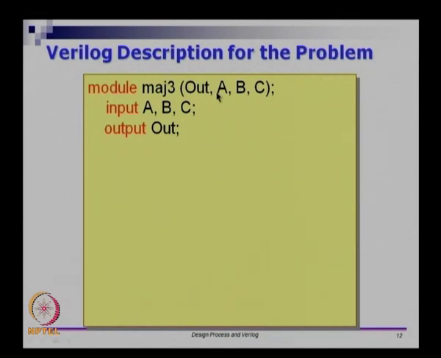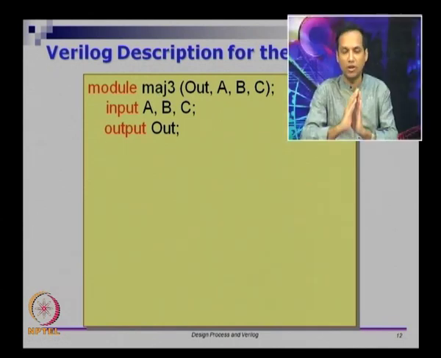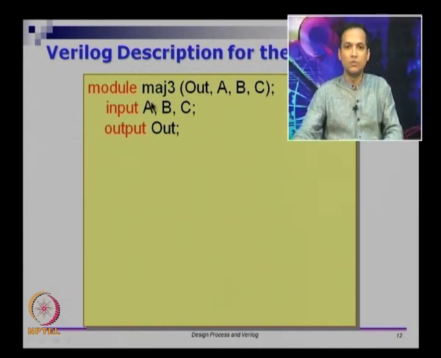The first line I am going to write is the keyword module, and I am going to give a name to the circuit. Any circuit that is designed, you have to give a name in Verilog, it is compulsory. It can be any name that you come up with. I am now calling this circuit MAJ3, which stands for majority 3. Majority 3 has 4 ports: out, A, B and C. They are all comma separated. At the end you see a semicolon. This is the interface description of this module.